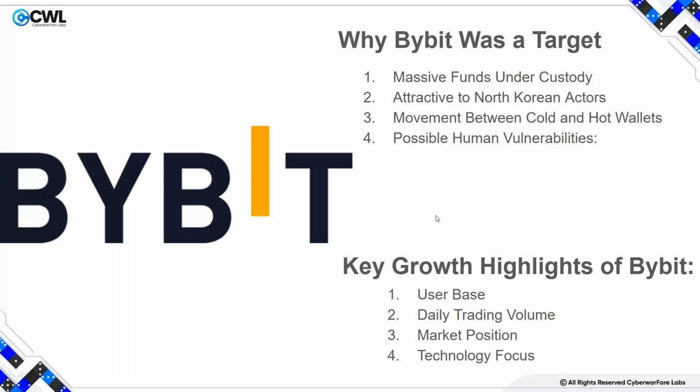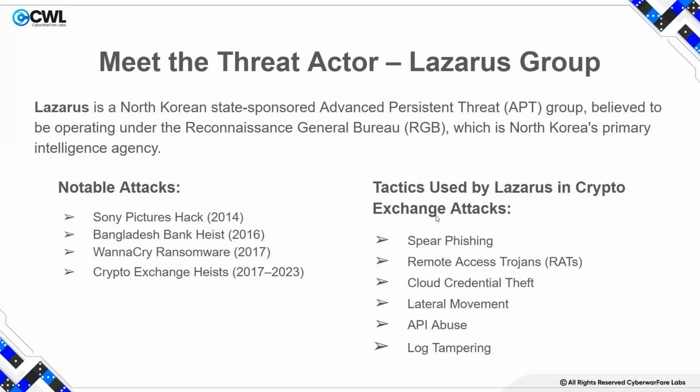Now we will see why Bybit was a target for the Lazarus Group. First, the massive funds under custody. With billions in stored crypto, it was a high-value jackpot for any sophisticated threat actor, attractive to North Korean actors. This is one of the key reasons Bybit became a prime target for the Lazarus Group, a North Korean APT group that focuses on stealing crypto to fund the regime. Third is the movement between cold and hot wallets. Regular fund transfers between cold and hot wallets presented potential windows of opportunity. The last is possible human vulnerabilities. Despite robust technical controls, social engineering attacks like phishing remain effective against employees, a likely vector in this particular case.